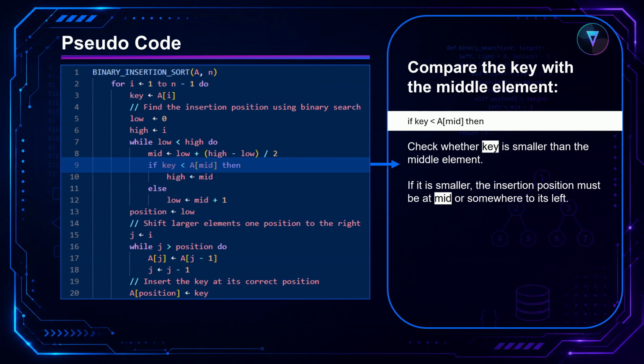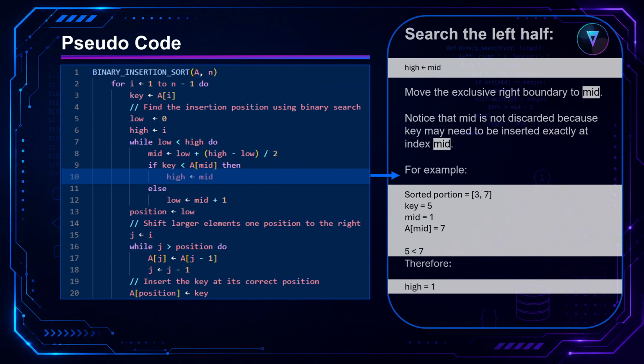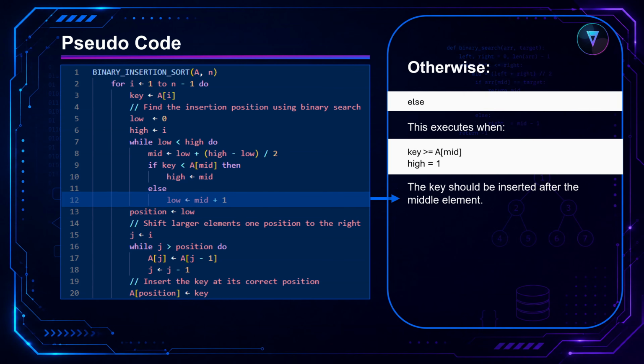We do not remove mid as a possible answer because the key might need to be inserted exactly at that index. For example, if the sorted portion is 3 and 7 and the key is 5, mid may point to 7. Exactly. Since 5 is smaller than 7, the search continues on the left side. High moves to the index containing 7.